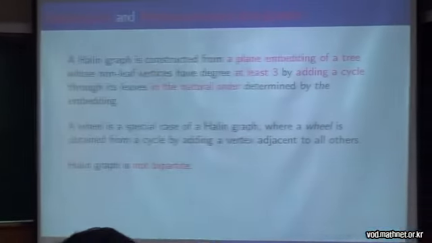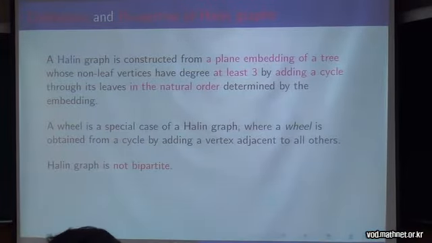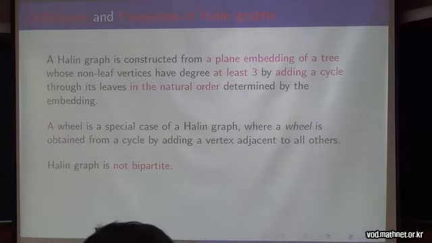And if you think about a star and, by adding an edge in here, then we create a triangle. Actually every Halin graph has at least 2 triangles. So we do not have to talk about bipartite Halin graphs or triangle-free Halin graphs. It doesn't make sense.